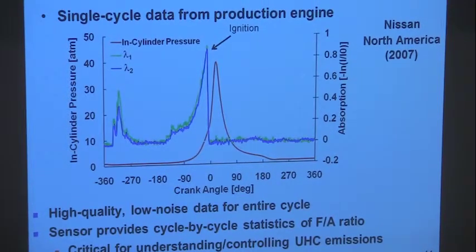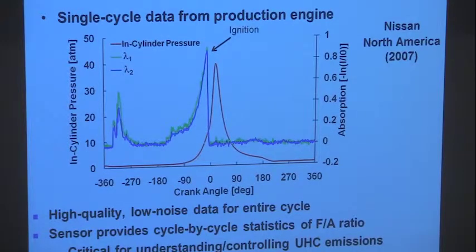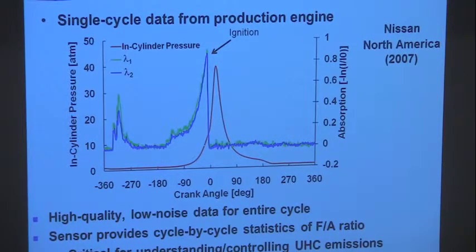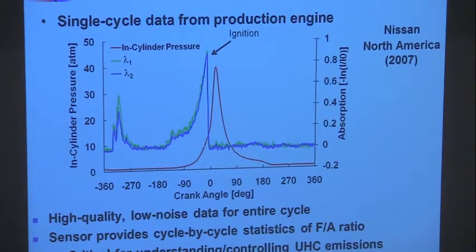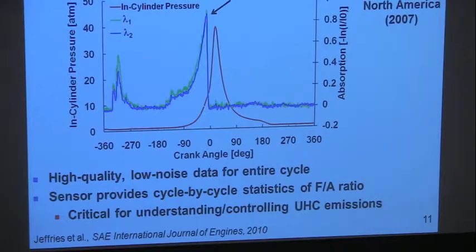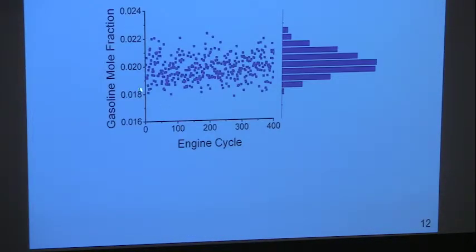I'm just going to show you this. This was a time when they were really worried about meeting the cold start, so you have a lot of unburned hydrocarbons when the engine's cold. So the question is, can they at least have a repetitive cycle-by-cycle basis to have a design that would limit this? So this is the gasoline mole fraction.